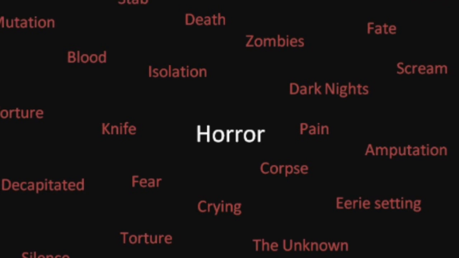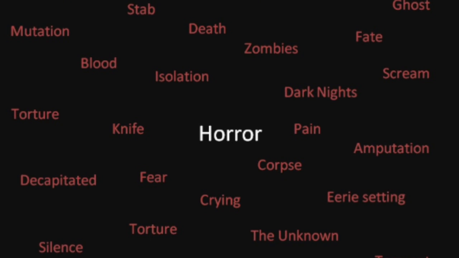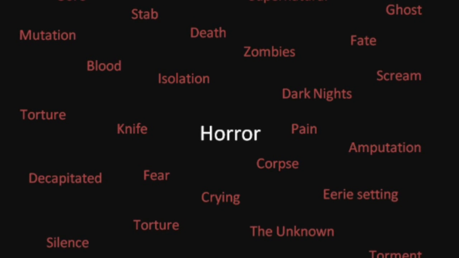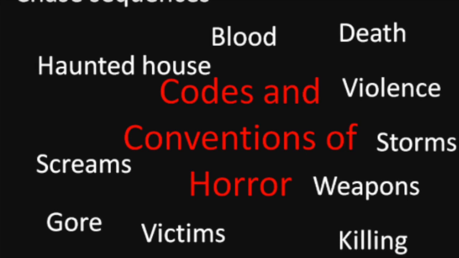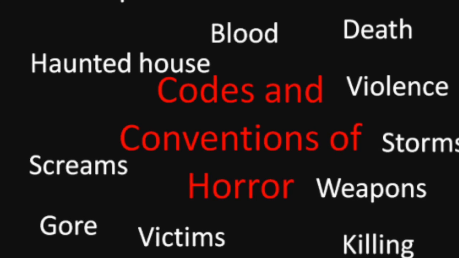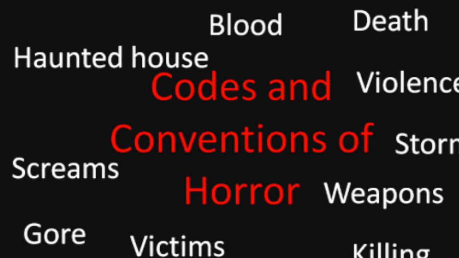The typical conventions of horror opening sequences include a dark setting, a person on their own or a group of people isolated, shots that portray a deathly atmosphere, a spiritual atmosphere, or some sort of eeriness, whether that be through silence, blood, or ghosts.